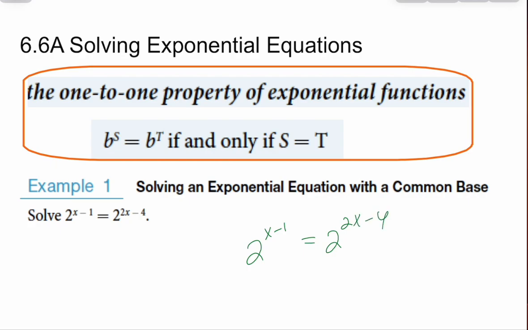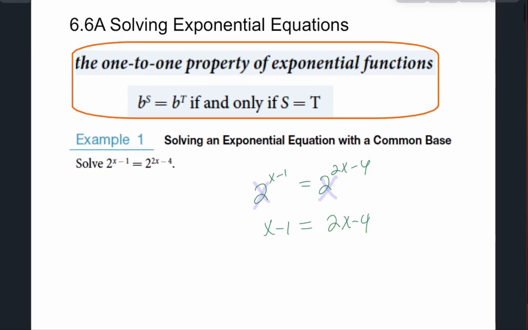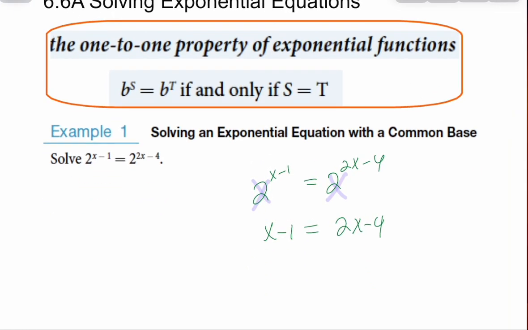We can cross out the bases if they match and just solve the equation by making the powers equal. And look how much easier that becomes. That becomes a very simple equation. And you just solve it, okay? So we need the x's to one side, numbers to the other. Let's subtract x from both sides. Let's add 4. So x will equal 3.